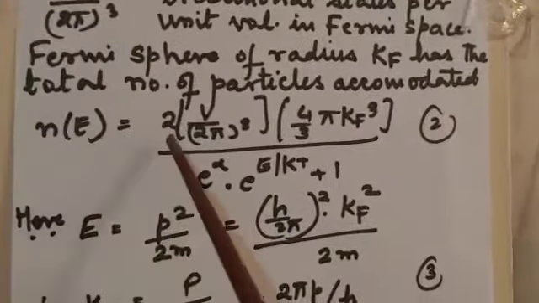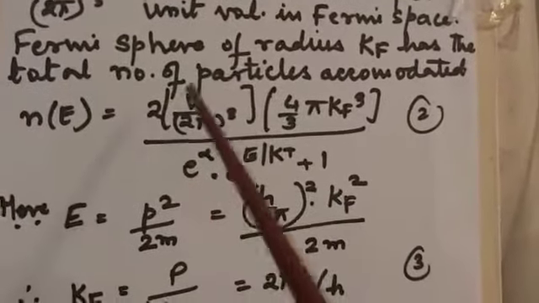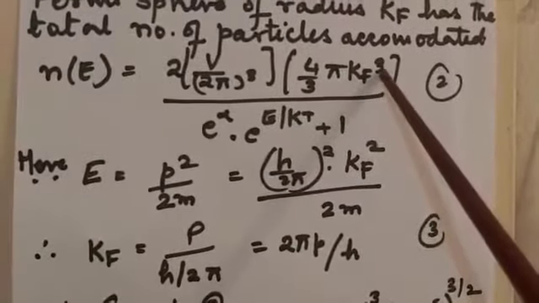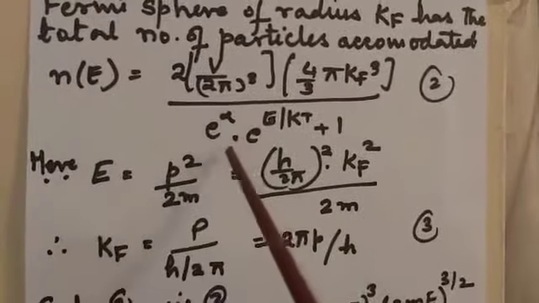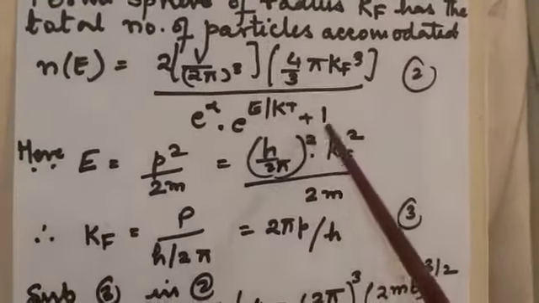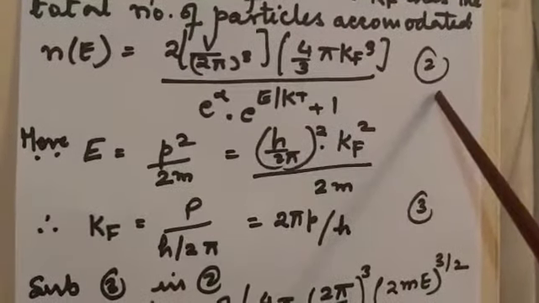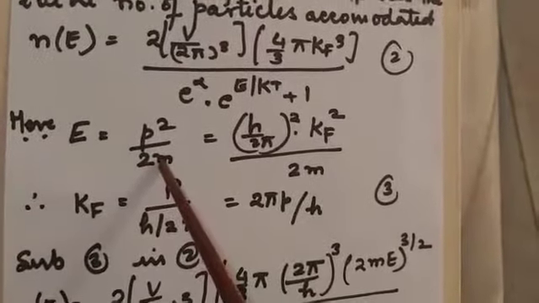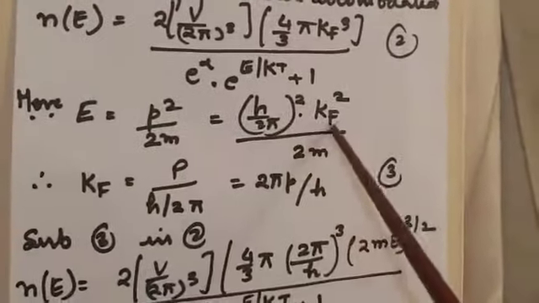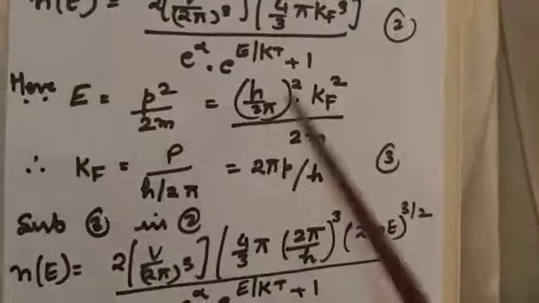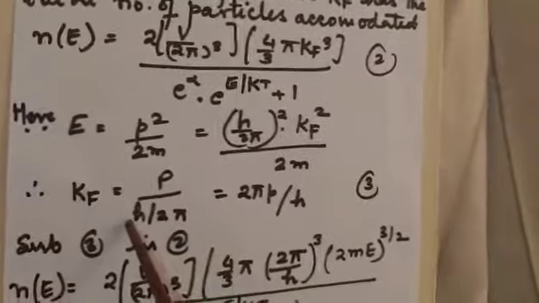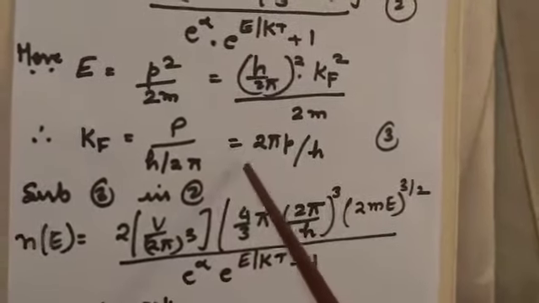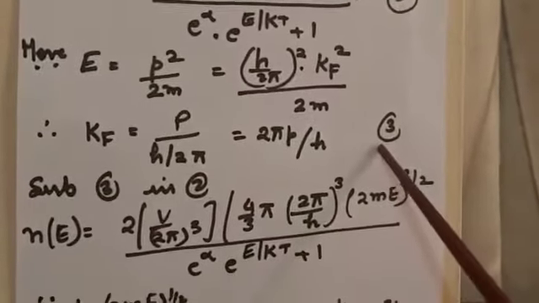So Ne equals 2, because of plus half and minus half, times V by 2 pi cubed, times 4 by 3 pi kF cubed, divided by e to the power of alpha into e to the power of E by kT plus 1, and this is my equation number 2. Now here E is p squared by 2m, where p is momentum and m is the mass, so h by 2 pi whole squared into kF squared by 2m. Equating the two, kF equals p by h by 2 pi, which is 2 pi p by h, and this is my equation number 3.